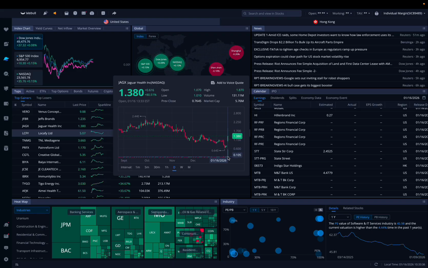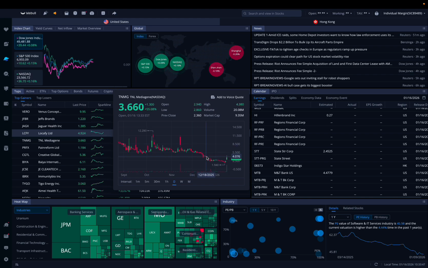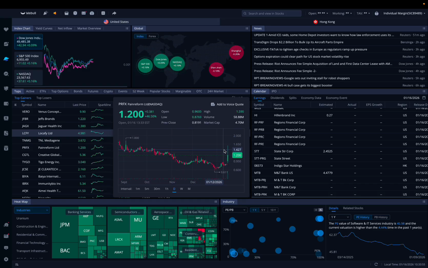We do have some nice volume here, so that's also another thing that we're looking for. Next one on the list, LCFY. This is a red candle, so not looking good at all. TNL is looking pretty decent. I would want this candle to close a little bit higher. PRFX, another decent one here, although I do want these candles to close higher.